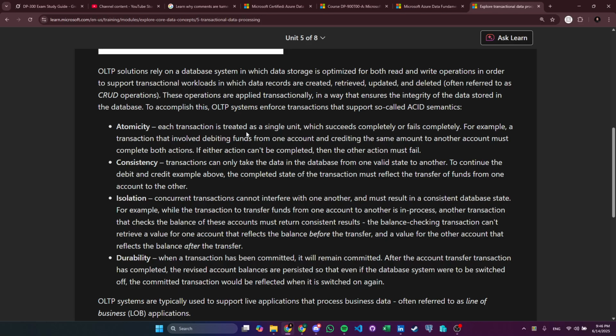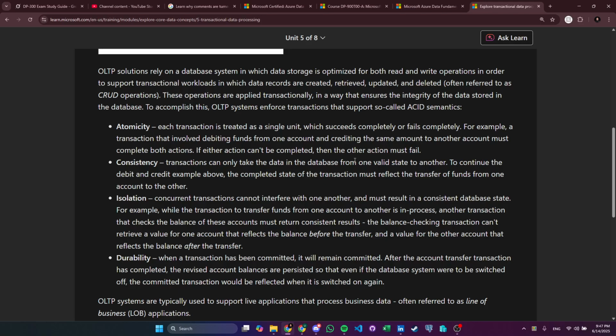Atomicity. Each transaction is treated as a single unit, which succeeds completely or fails completely. For example, a transaction that involved debiting funds from one account and crediting the same amount to another account must complete both actions. If either action can't be completed, then the other action must fail. So basically, it's all containerized. It's like I'm sending five messages. If one of them fails, fail all the requests that I sent. All the five messages fail immediately.